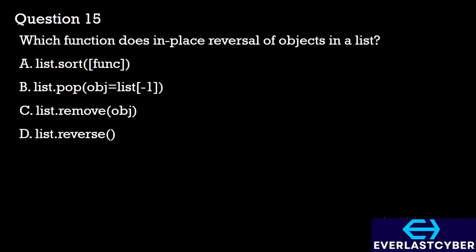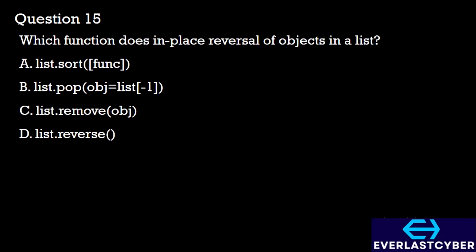Question 15. Which function does in-place reversal of objects in a list? A, list.sort() function. B, list.pop(object) equals list[-1]. C, list.remove(object). D, list.reverse().